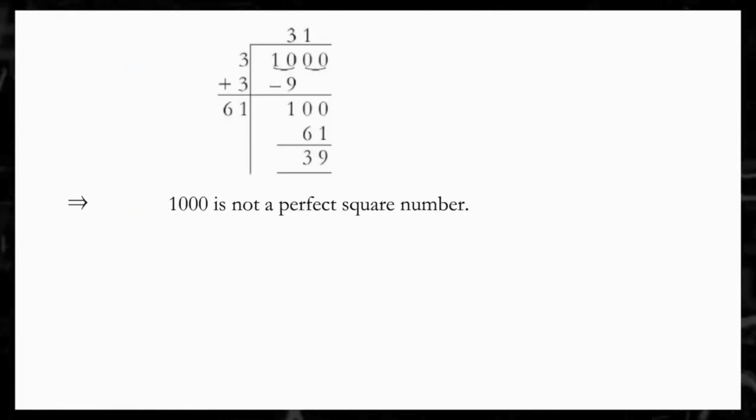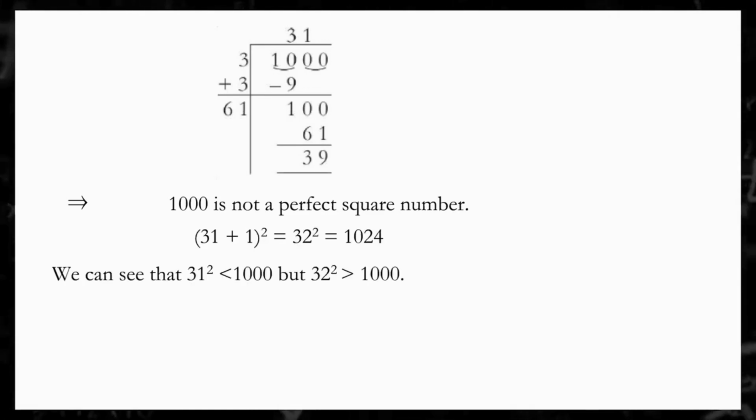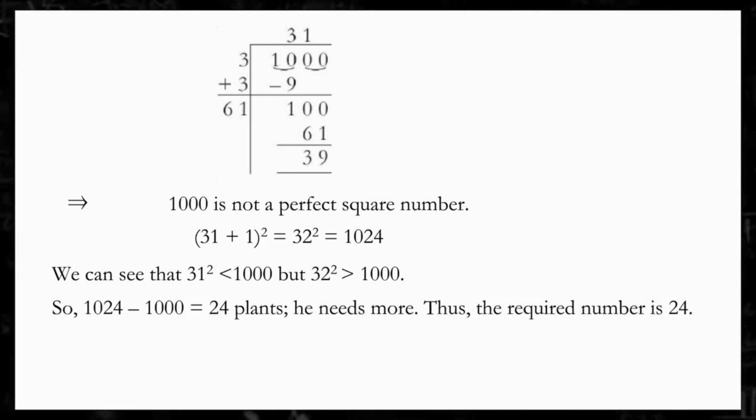This is shown as follows. This implies 1000 is not a perfect square number. 31 plus 1 whole square is equal to 32 square, which is equal to 1024. We can see that 31 square is lesser than 1000, but 32 square is greater than 1000. So, 1024 minus 1000 is equal to 24 plants. He needs 24 more. Thus, the required number is 24.